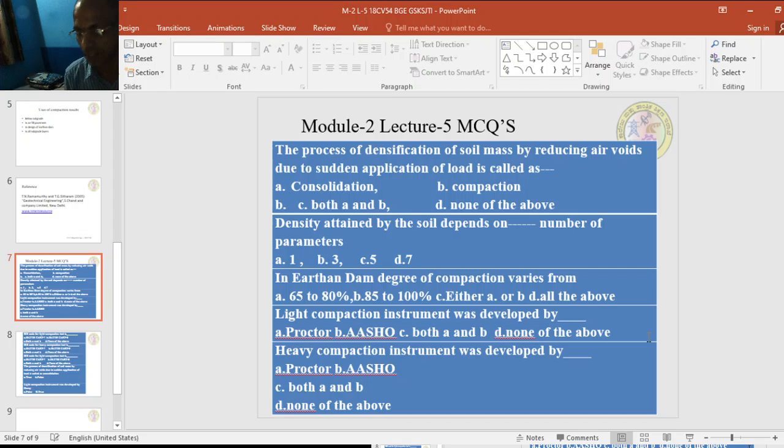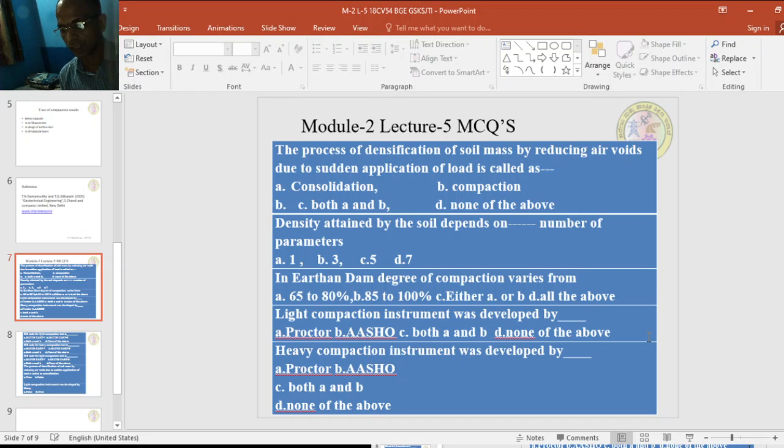Next, density attained by the soil depends on dash number of parameters. Option A is 1, option B is 2, 3, option C is 5, option D is 7. It is C, 5. The earthen dam degree of compaction varies with: option A is 65 to 85%, option B is 85 to 100%, option C is either A or B, option D is all the above. Option B, 85 to 100%.